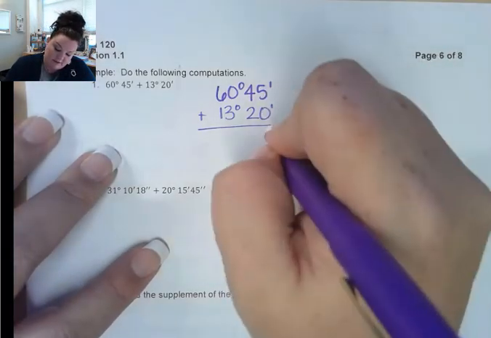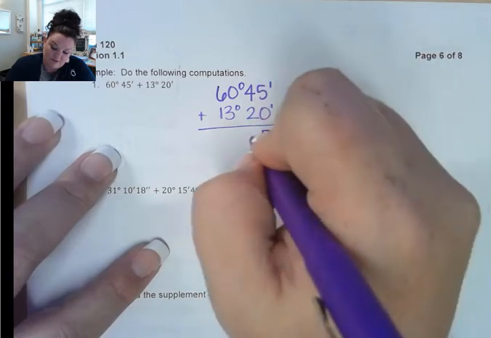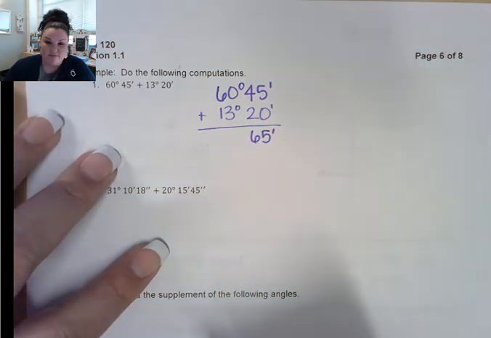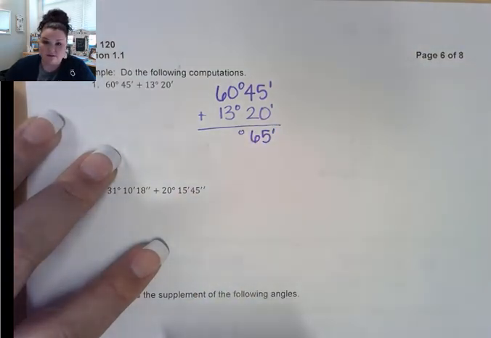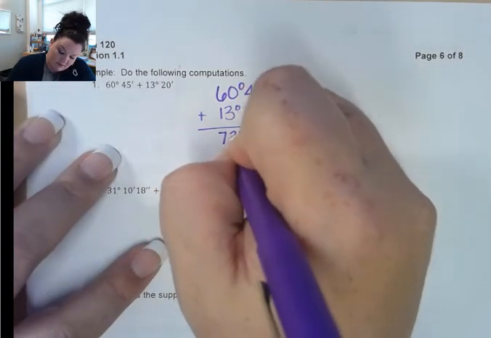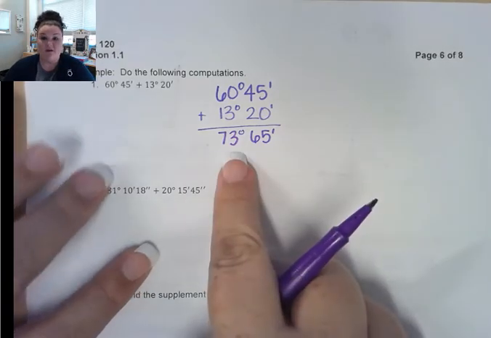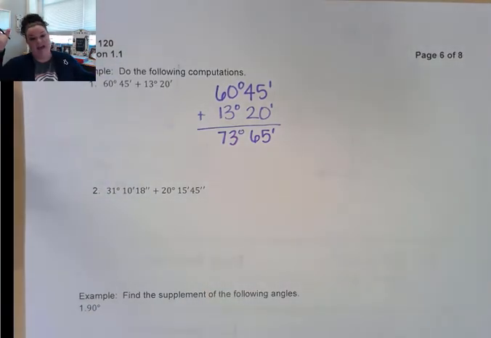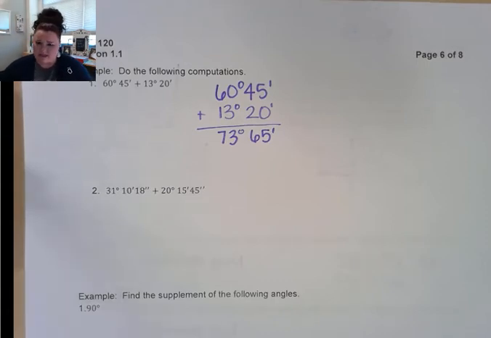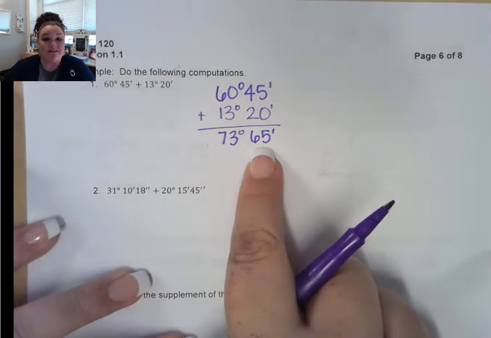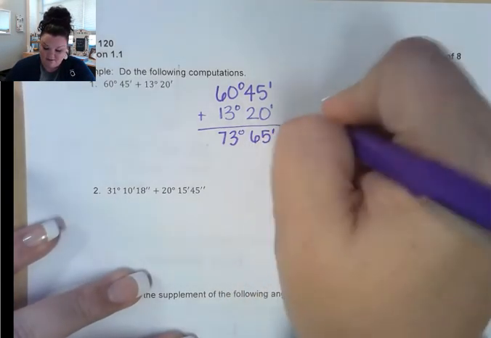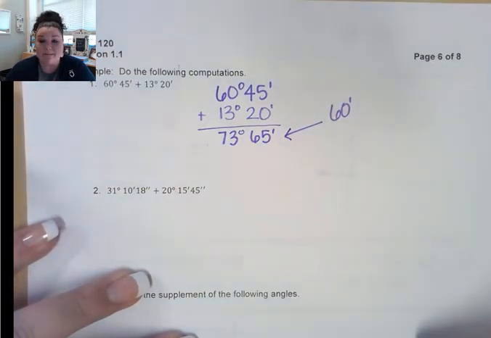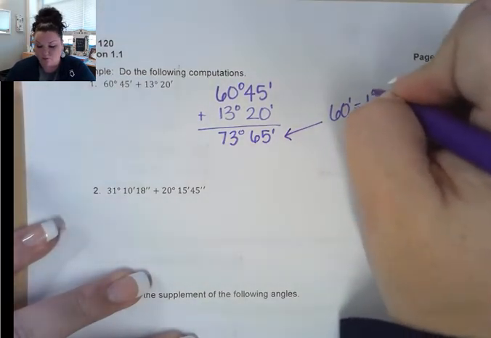So 5 and 0 gives me 5. 4 and 2 gives me 6. So I have 65 minutes. And then I add my degrees. 60 degrees and 13 degrees gives me 73 degrees. Now, normally this would just be my answer, and I would circle it and say, yay, we ended up with 73 degrees and 65 minutes. But it really doesn't make sense to leave this as 65, because we know that 60 minutes is equivalent to 1 degree.